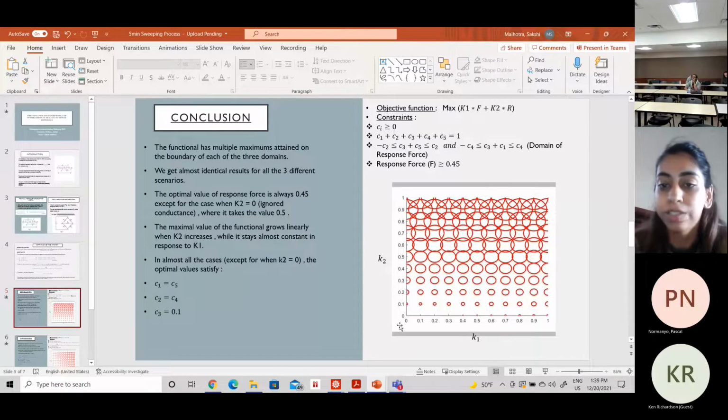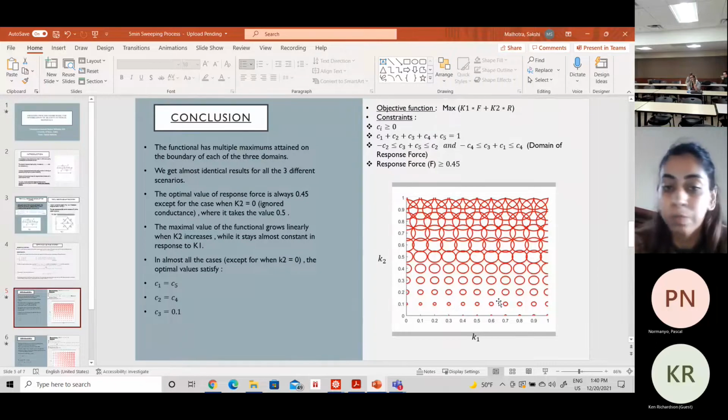So just to see what we're getting, we notice a few things here. We notice that almost in every case, the maximum is attained on the boundary of the 3 domains. Again, we get almost identical results for all 3 different scenarios. These 3 scenarios refer to the different formulas for the response force function. We also see that whenever K2 increases, the function grows linearly, whereas whenever K1 increases, there is only a slight increase. It's almost constant.